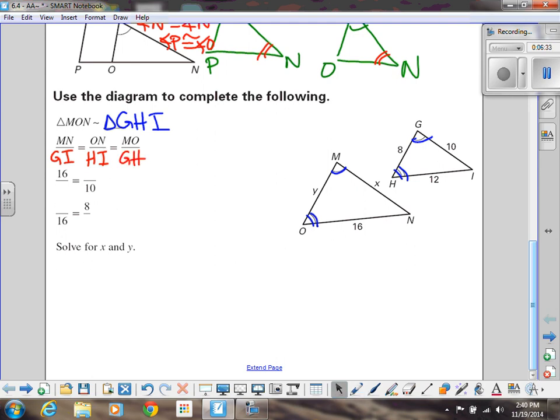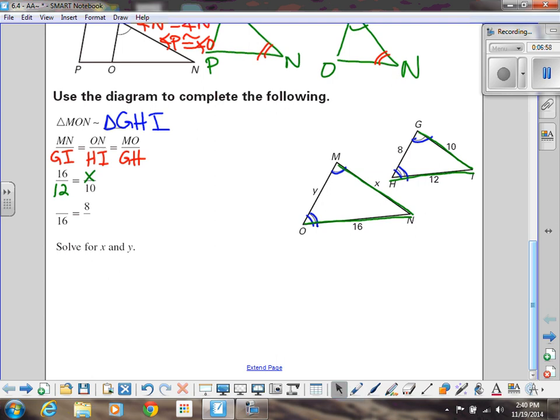So now we're going to actually fill in some side lengths because they have given that to us. So if I look at 16, side 16 corresponds to side 12 in that triangle. So I'm going to put 16 over 12. And then I also need to look at the side 10. What does that correspond to? That corresponds to side X. So X goes right there.